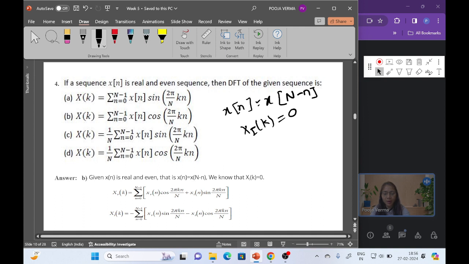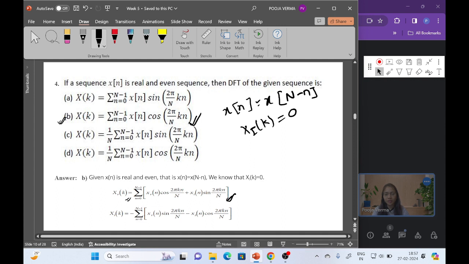So if the imaginary part is equal to 0, what will be the answer? In this sequence, the imaginary part is 0. So what is left? The sum over n equal to 0 to N minus 1 of x_r(n), that is the real part, times cos(2 pi kn divided by N). So the correct answer is this. Here x_r(n) represents the real part. So option B is the correct answer.